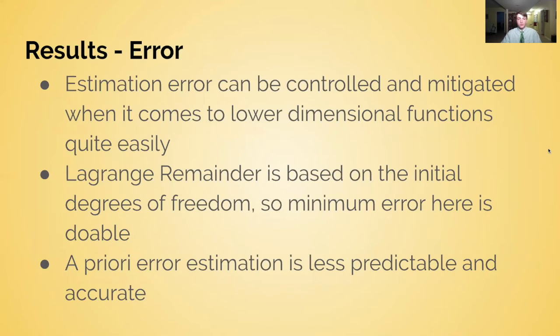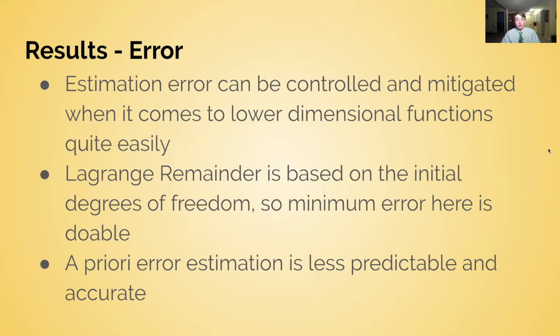And now talking about error. Estimation error can be controlled and mitigated quite easily when it comes to lower dimensional functions. We can just take a look at the range that the user wants to look at the function over, and you can make that as large or as little as you want, and you can control your error in that regard. And the more data points you plot, the less error there's going to be. So we can just apply a Lagrange remainder in that case to calculate the error, and minimum error should be expected because it's based on the initial degrees of freedom, which is set by the user.